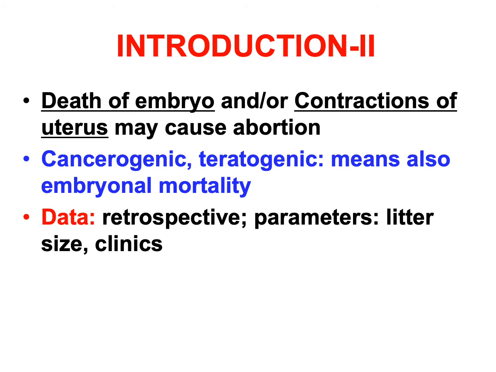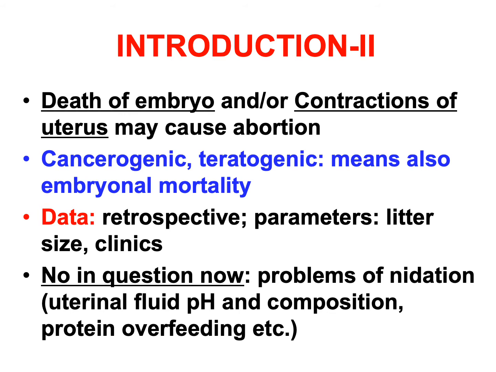The data are many times retrospective. In a big breeding farm of breeding sows, you can only see the parameters at the end of the year that the average litter size decreased or the number of the newborn piglets decreased. In some cases, they can find also the clinical signs, but not typical. For today's lecture, the problems of nidation, the changes of uterine fluid pH and composition caused, for example, by protein overfeeding, are not in question. This is not abortion.